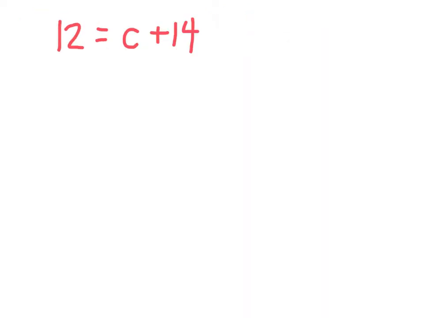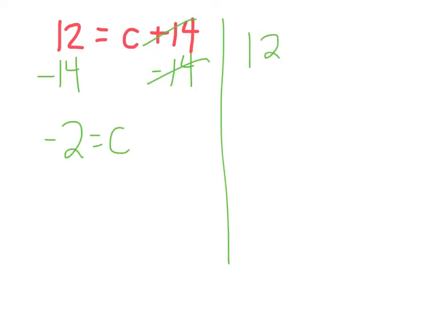Next equation, 12 equals c plus 14. We do minus 14, minus 14. Negative 2 equals c. 12 equals negative 2 plus 14. 12, 12, they equal each other.